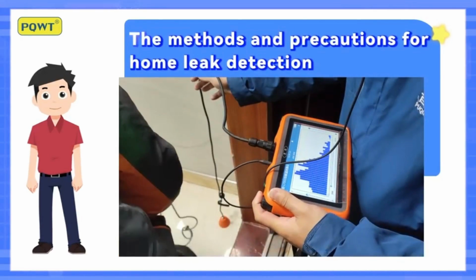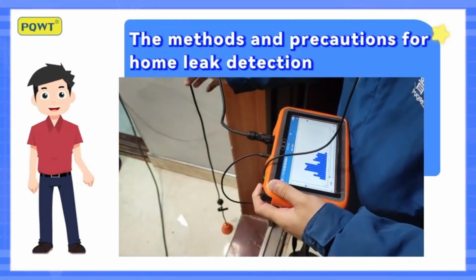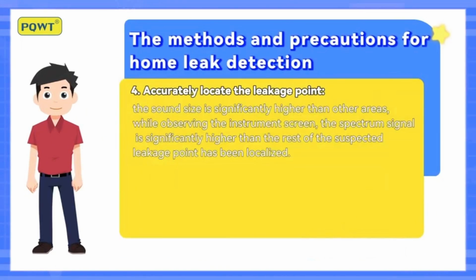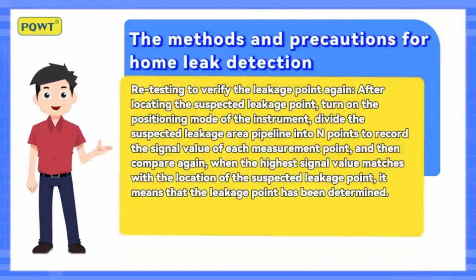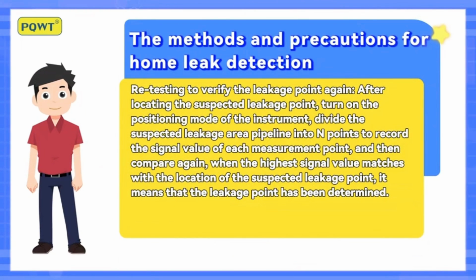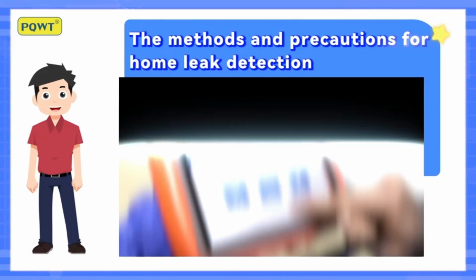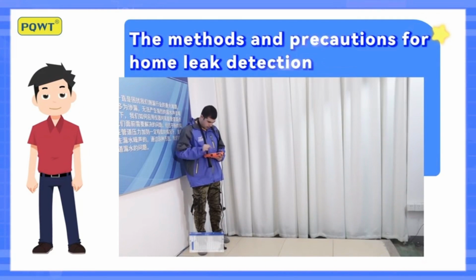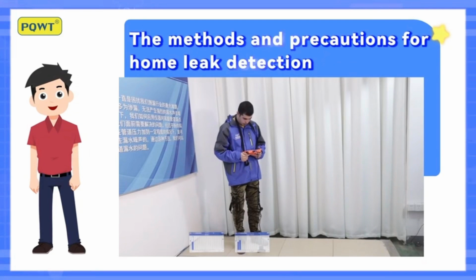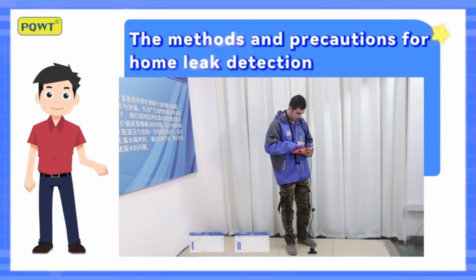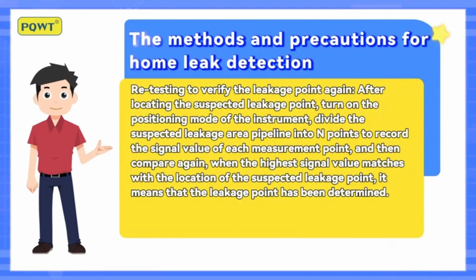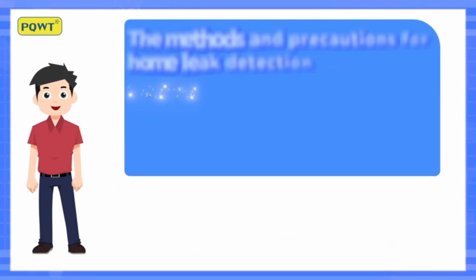While observing the instrument screen, if the spectrum signal is significantly higher than the rest, the suspected leakage point has been localized. Retest to verify the leakage point again. After locating the suspected leakage point, turn on the positioning mode of the instrument. Divide the suspected leakage area of the pipeline into segments, record the signal value of each measurement point, and then compare again. When the highest signal value matches the location of the suspected leakage point, the leakage point has been determined. Precautions.